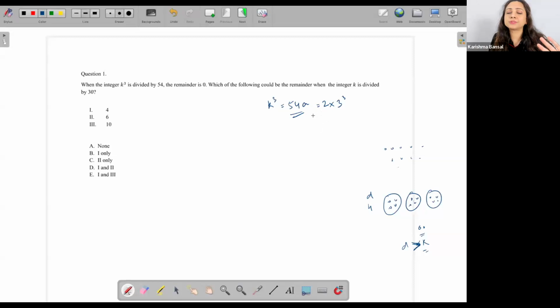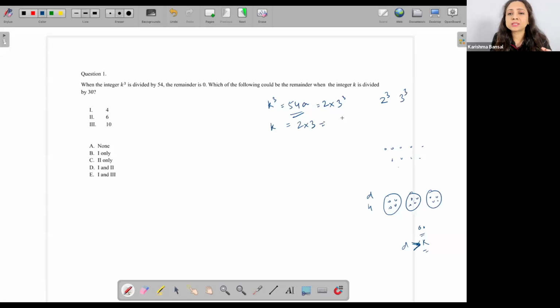I know that 54 is 2 into 3 cube, which tells me that k, since k cube is an integer, k is an integer, which tells me that definitely k has a 2 and it has a 3. Yes, it is divisible by 54, but since it's a cube and they're all integers, I know for a fact that there would be 2 cube in k cube and there would be a 3 cube in k cube. Yeah, because it's a cube, right?